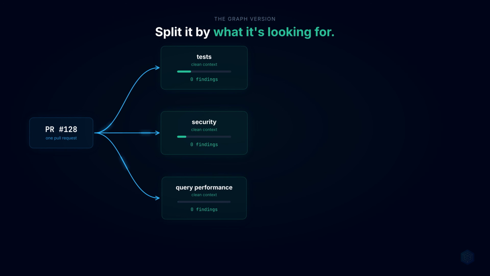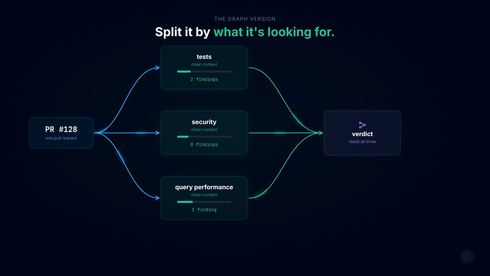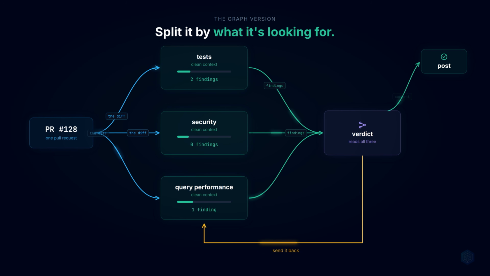One node only looks at tests, one only looks at security, one only looks at query performance. They run at the same time, each with a clean context and a narrow brief. Then a separate node takes the three sets of findings and decides whether to post it or send it back for another round of checking, and so on. And if you're sitting there thinking, hey, that's just subagents that I've already been doing, yeah, that's pretty much right, and you would be correct.